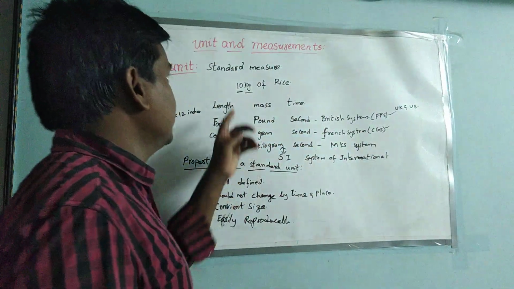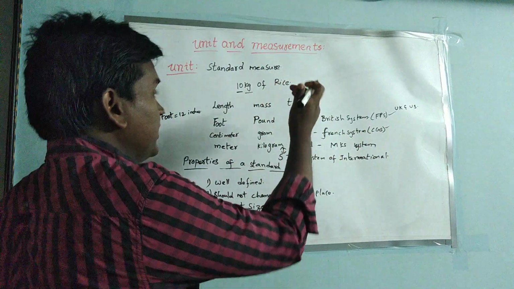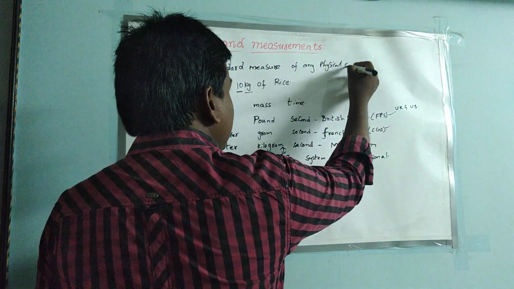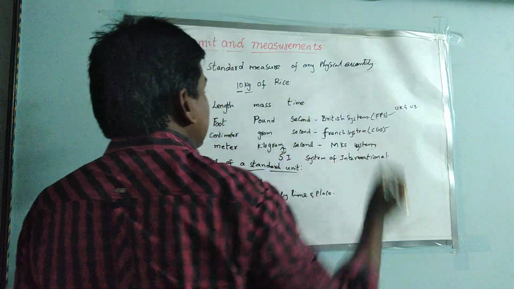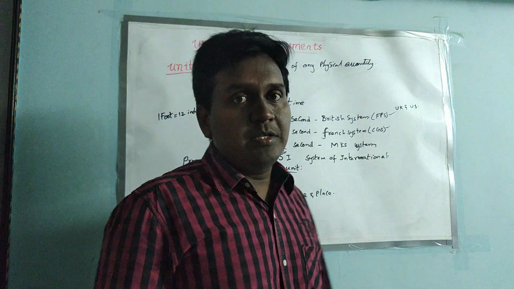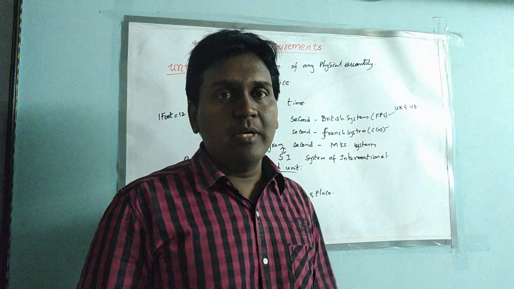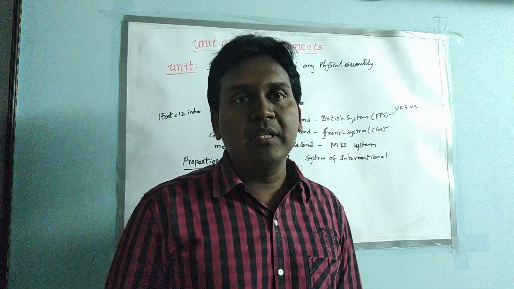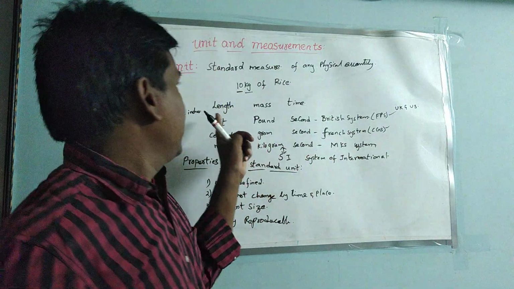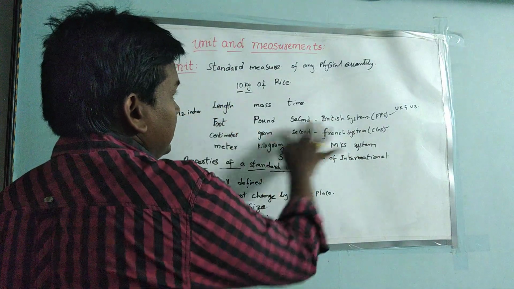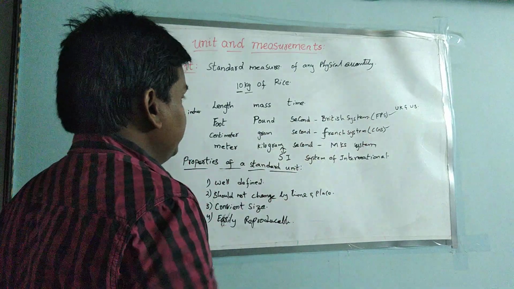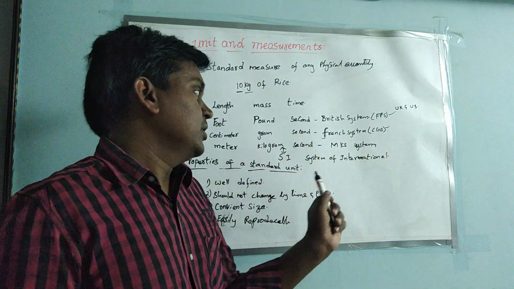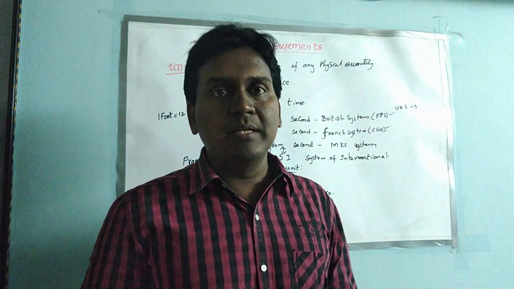So a unit is a standard measure of any physical quantity, and it will not change. To measure using a standard unit, first we have to consider a standard unit, and then we measure how many times the unit is contained in the given physical quantity. And there are some different types of systems. FPS is a British system, CGS is a French system, and MKS, also known as the SI system, is adopted by almost all the countries in the world.